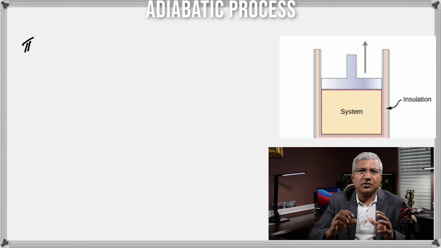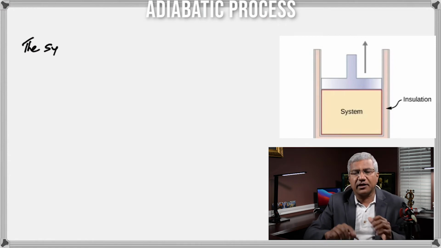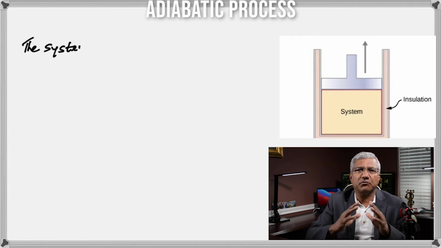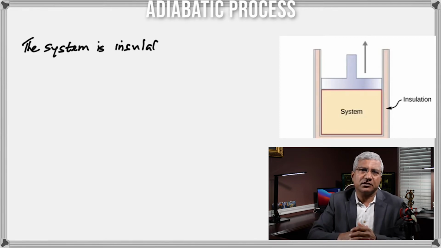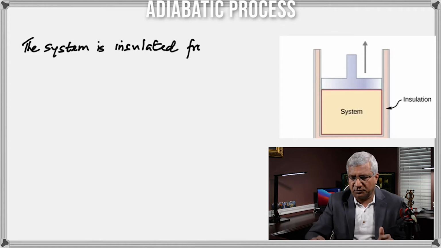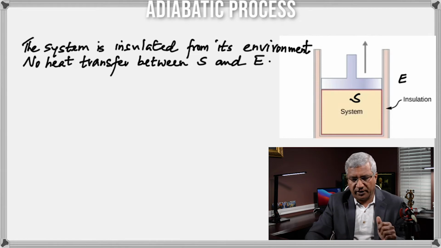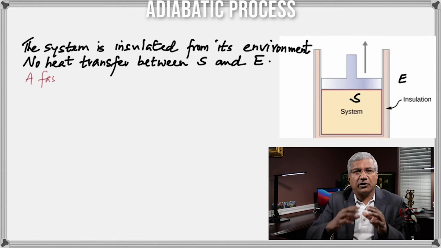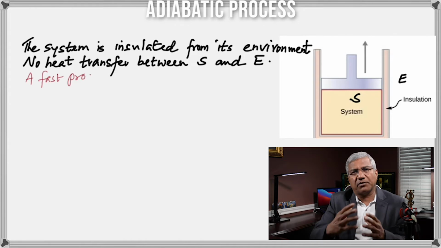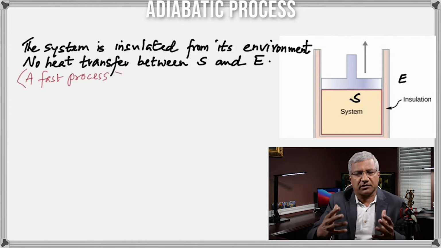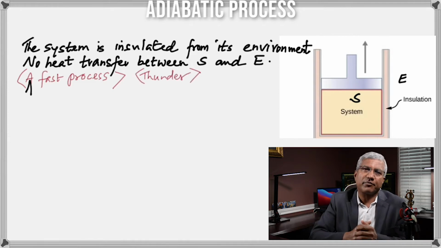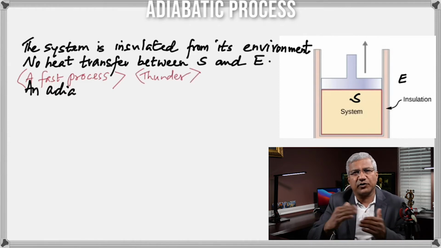So let us look at the adiabatic process. Once again, remember that in an adiabatic process, the system is completely insulated from its environment or its surroundings. No heat exchange is possible. So that is the fundamental definition of an adiabatic process. And then the best example of an adiabatic process would be a rapid process, a sudden compression or sudden expansion of a gas, which gives no time for heat exchange.